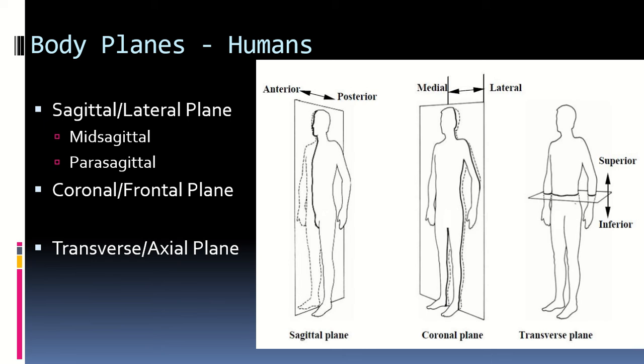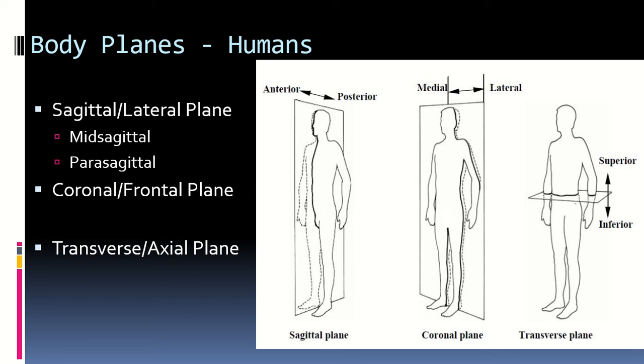Now, the human body can be broken up into different planes that help people relate different parts of the body to other parts of the body. One example of a plane would be the sagittal or the lateral plane. The most important of the lateral planes is the mid-sagittal plane. That essentially cuts the body into left and right regions. The mid-sagittal plane is what is shown in the picture on the far left.